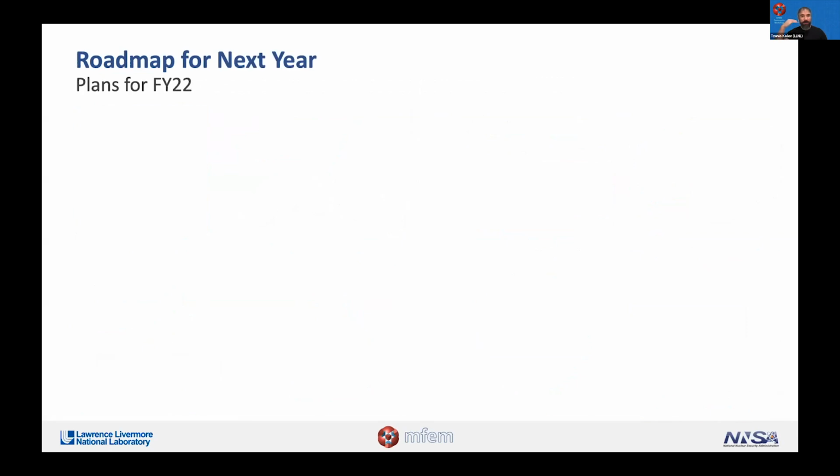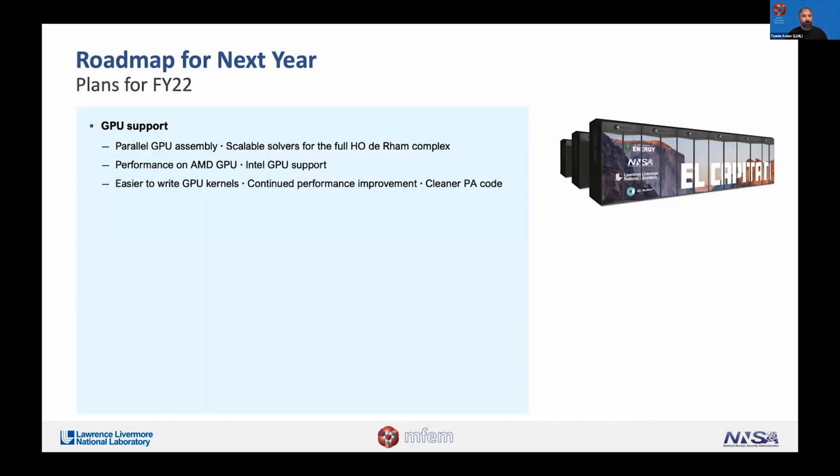Okay, so now let's look a little bit into the future. So I'll start with our plans for next year. There are several major topics. The first is improvement in the GPU support. We will add parallel assembly on the GPUs and have scalable solvers for the full de Rham complex, not just for H1. And not just for NVIDIA GPUs, also for AMD and Intel GPUs. We plan to make the GPU kernels easier to write, continue to improve their performance and clean up the code.